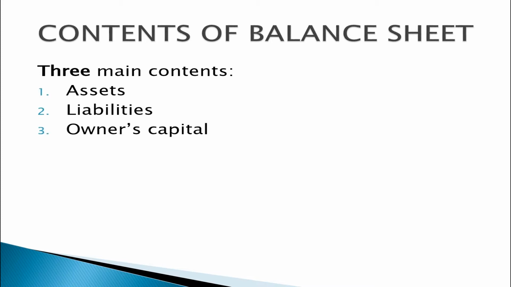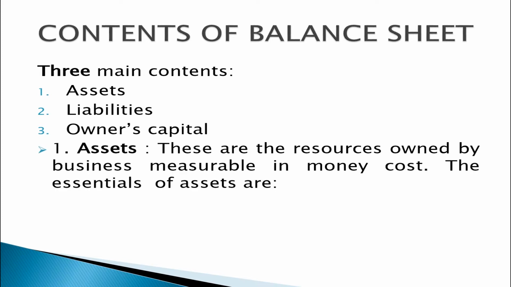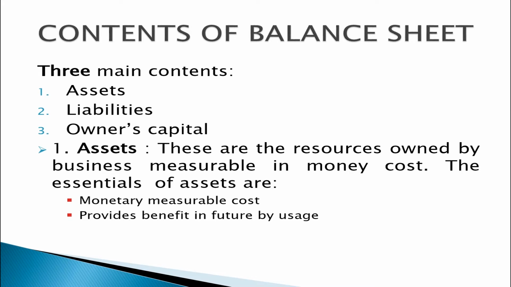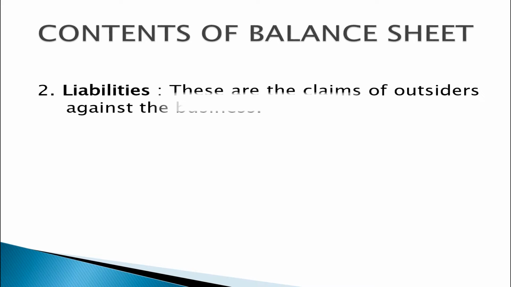Now, moving on to the contents of balance sheet, there are basically three main contents, that is assets, liabilities, and owner's capital. First one is assets. These are the resources owned by the business measurable in money cost. The essentials of assets are monetary measurable cost, provides benefit in future by usage, and it must be owned, not simply possessed.